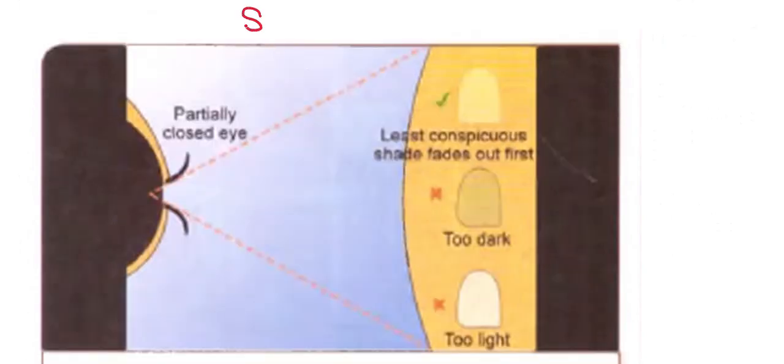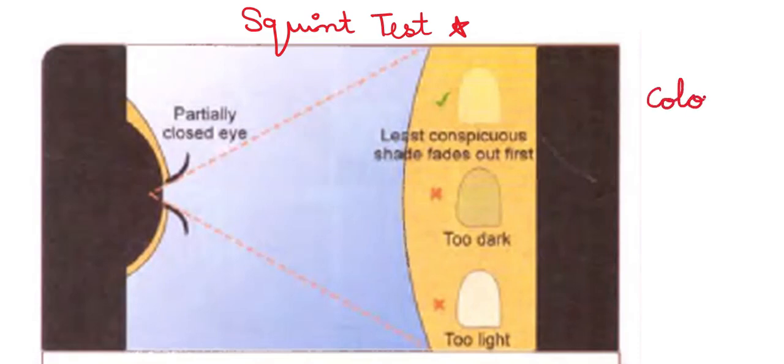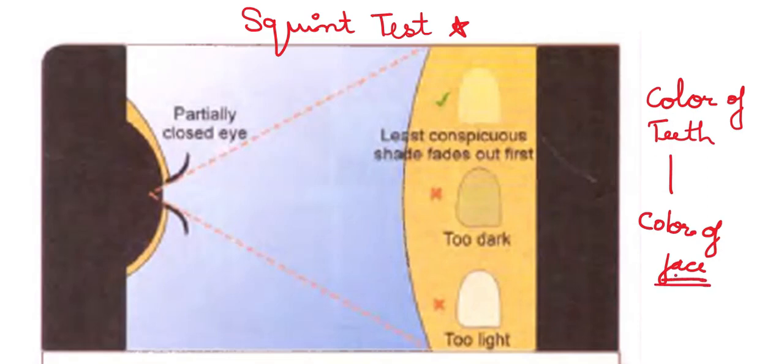Next important part is the squint test. So what is the squint test? It is an effective method used by dentists to assess and compare the color harmony between the artificial teeth and the patient's face. So what is the primary objective of the squint test? It's to evaluate and compare the color of artificial teeth with the natural color of the patient's face.